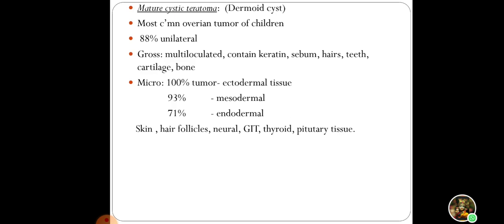What is mature cystic teratoma, which is also known as dermoid cyst? It is the most common ovarian tumor of children, and 88% are unilateral. Grossly, you can see multiloculated cysts containing keratin, sebum, hair, teeth, cartilage, and bone. Microscopically, 100% of tumors have ectodermal tissue, 93% mesodermal tissue, and 71% endodermal tissue, which includes skin, hair follicle, neural, GIT, thyroid, and pituitary tissue.